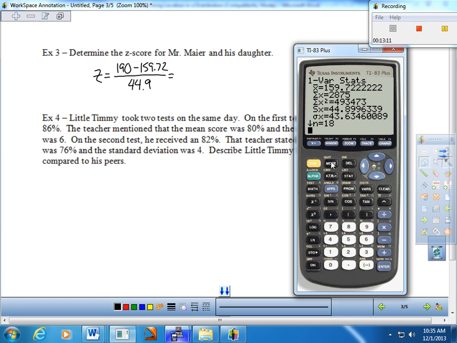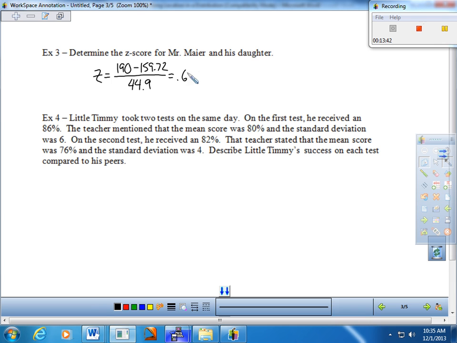So let me just quit this right here and clear that out. So 190, do it with me if you would, minus 159.72, get that, and we divide by the 44.9, and notice what we get. I said it was about 2/3 of a way towards that first standard deviation. Do you see, 2/3 is 0.6 repeating? And I was pretty close, all things considered. So the z-score is about 0.67.